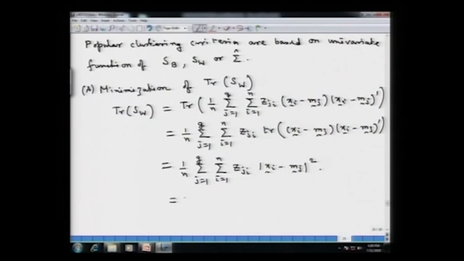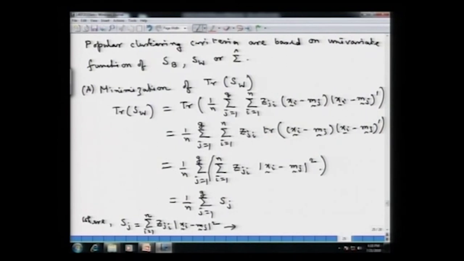So, what we can write is 1 upon n, summation j equal to 1 to g, and then this entire term here is a function of j, depending on j. So, for the particular j, we write that as S_j, where for completeness, S_j is nothing but this particular quantity, sum of z_jI times the norm of x_I minus m_j squared, I equal to 1 to n. Now, what is this quantity? If you look carefully, there are n_j terms for which this z_jI will be equal to 1. For the rest of the n minus n_j terms, this z_jI is equal to 0.